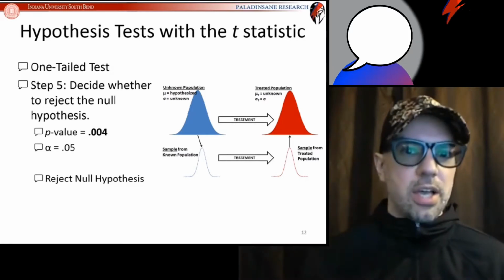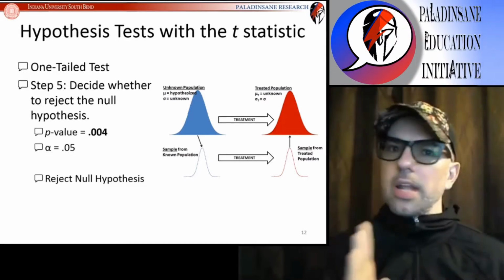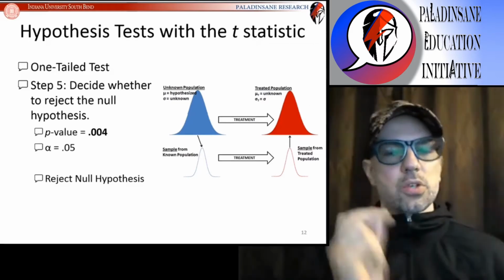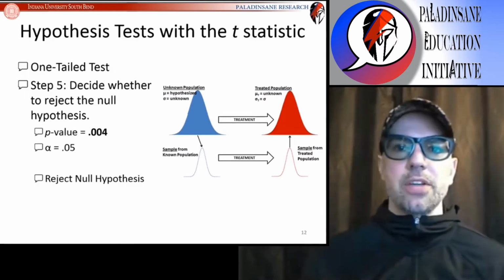Alpha, you do not touch. Alpha, you do not get to mess with. You need way more letters after your name before you can start messing with alpha. So try to remember that. Alpha, do not mess with it. It's your p-value that you divide.